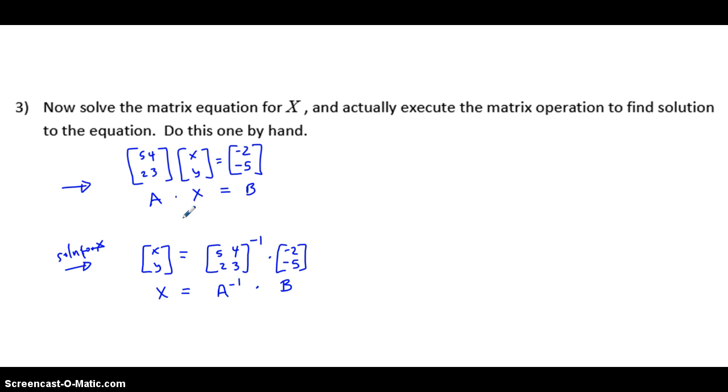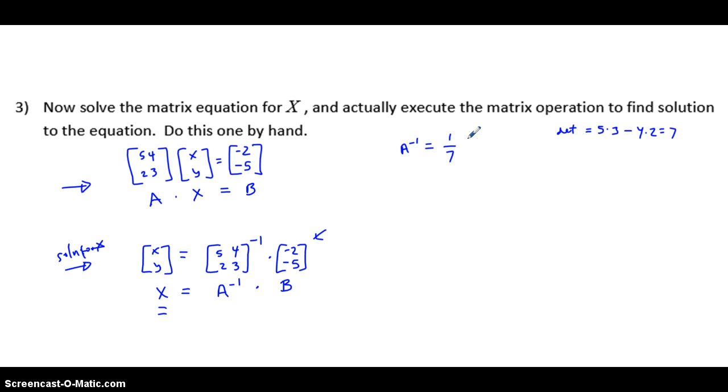And again, all we did here is multiply both sides by this A inverse again to get X equals A inverse times B. So since we've now solved this thing for X, all we have to do is execute this matrix operation here to solve for X and Y. So let's remember what A inverse is. To get the inverse of A, the first step is we need the determinant. So the determinant of A is going to be 5 times 3, this diagonal, 5 times 3 minus 4 times 2, which equals 7.